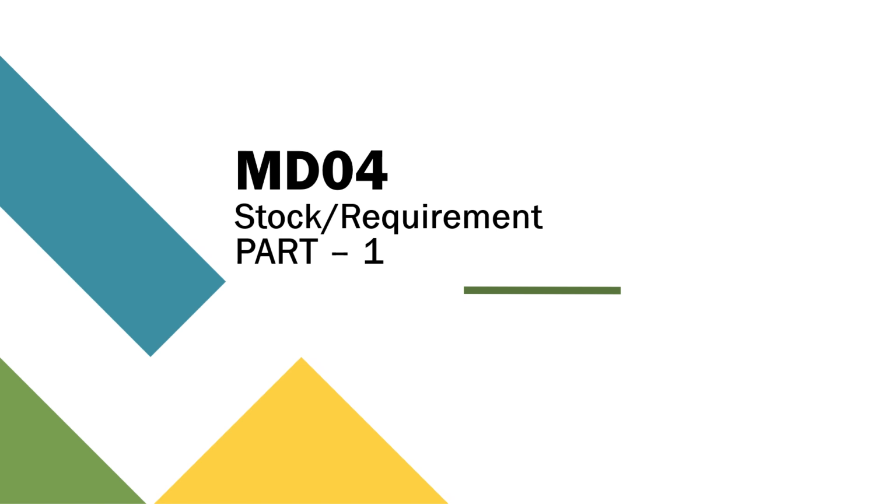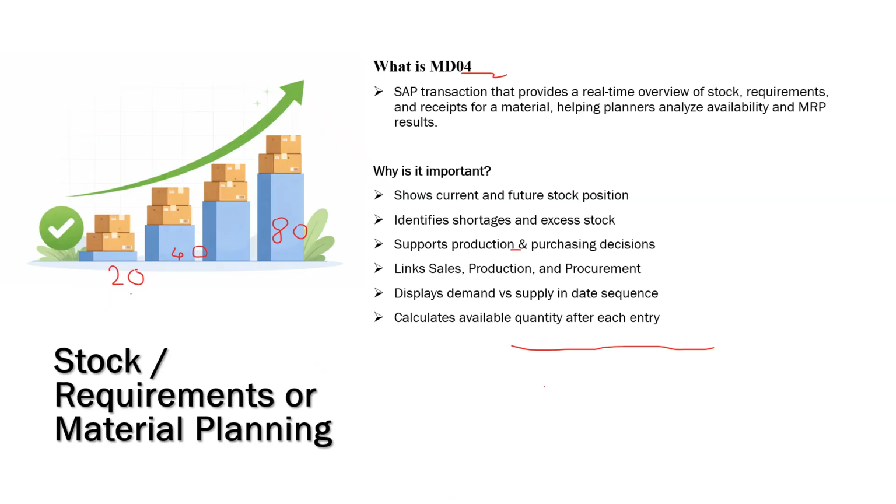We would be understanding a few concepts, important details and things about MD04, also called stock or requirements. What we need to understand is that to convert anything into a finished product, to sell it to a customer based on the sales order and based on the quantities, there has to be something in the stock.